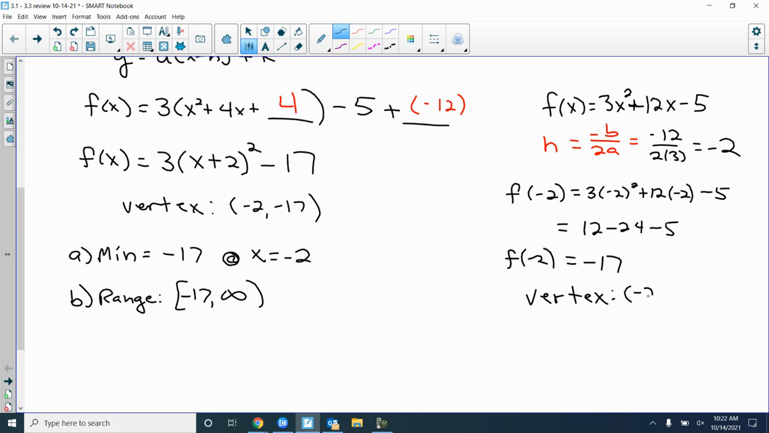So again, the vertex is -2, -17, and then we just go through the minimum and the range. Everything would be the same. So you need to know how to do both.